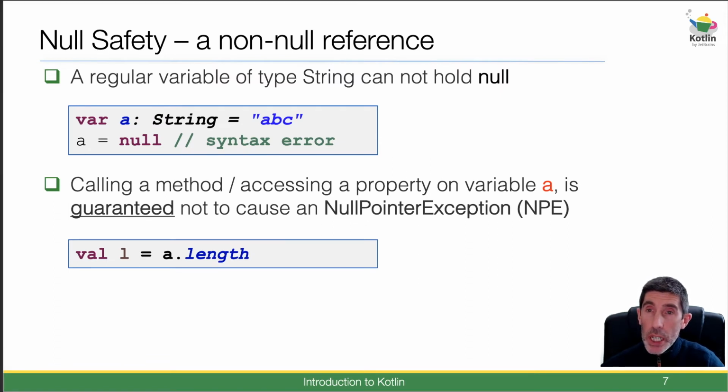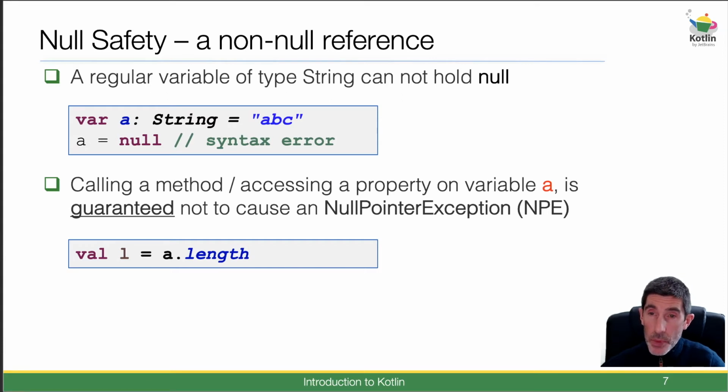So how do we deal with null safety and our non-null references? What we're familiar with already, and we've looked at plenty of examples to date, is that we can say something like var a, declare it as type String, and give it a value. A regular variable of type String cannot hold null. So even though we've declared it as var, which means we can change its value, if we try to assign null to a, we're going to get a syntax error. The compiler will stop us there and then.